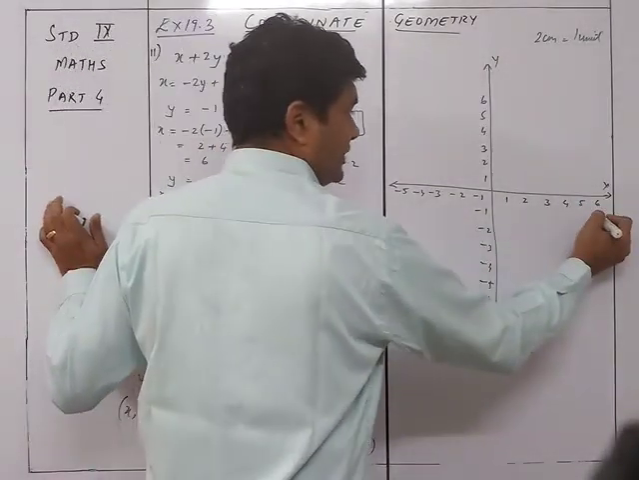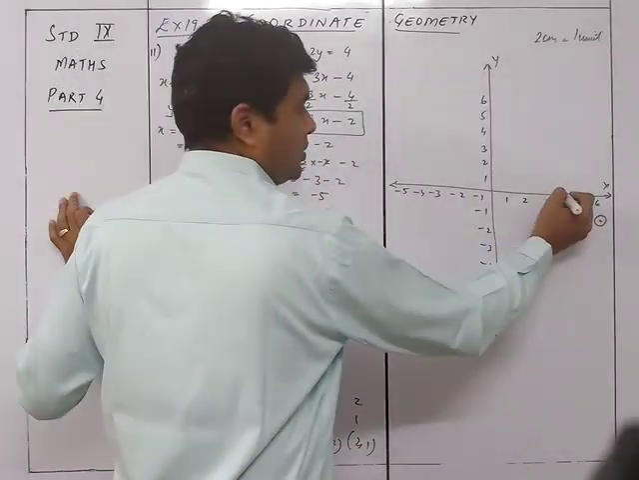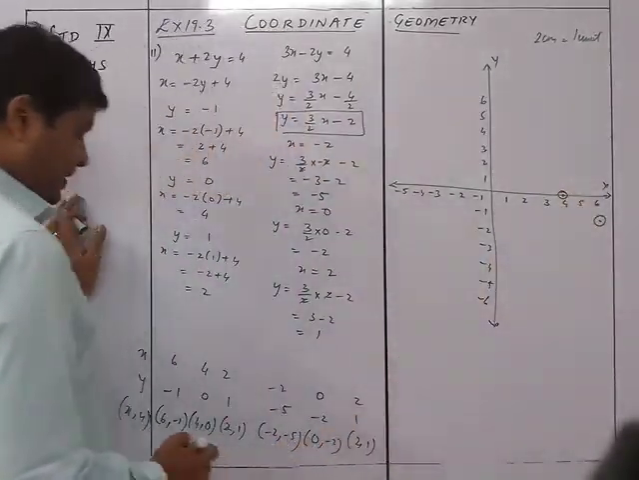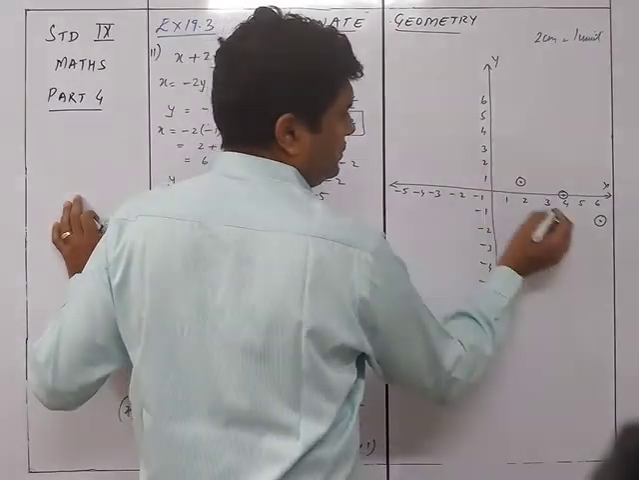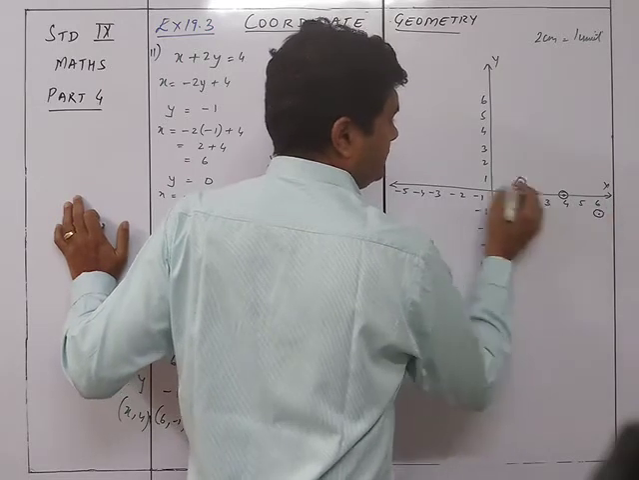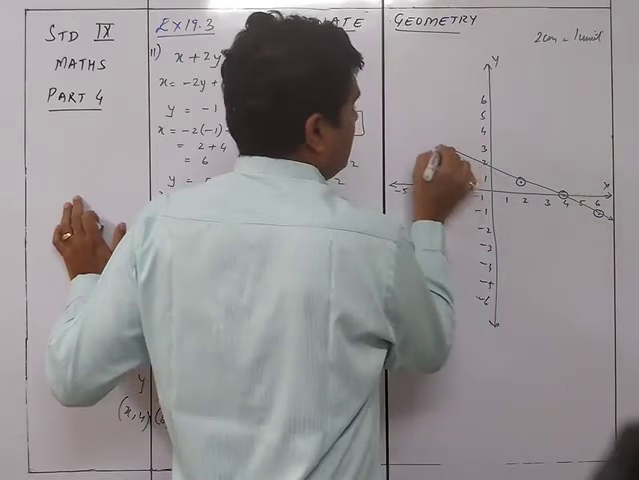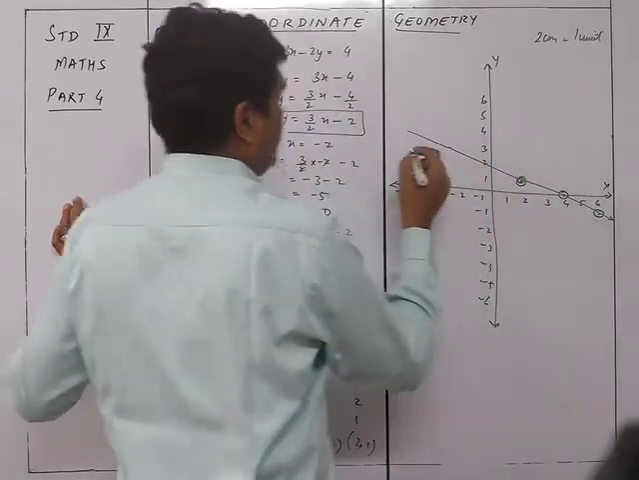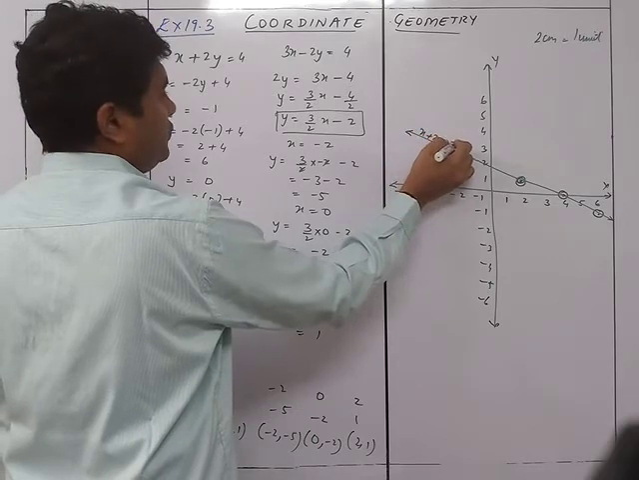Okay, so we have the 6 comma minus 1. So 6 comma minus 1 will be a point over here. 4 comma 0 will be here, and 2 comma 1 will be over here. So this gives you the required line over here. Okay, so this is the required line of x plus 2y is equal to 4.